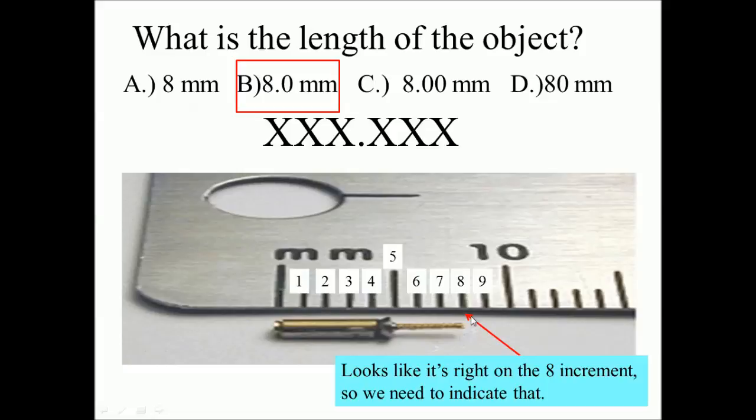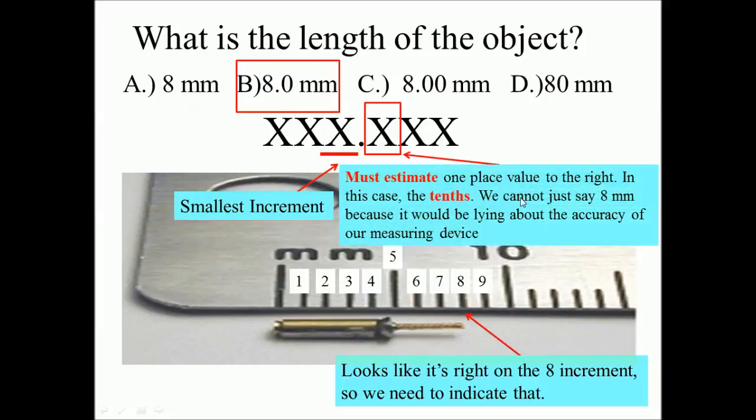And now it looks like this object is right on that 8 increment. But since our smallest increment is the ones, it's going from 6 to 7 to 8 to 9, we have to estimate to the tenths. We are telling them that we think it's right on that 8.0 line. So 8.0 is going to be our correct answer.